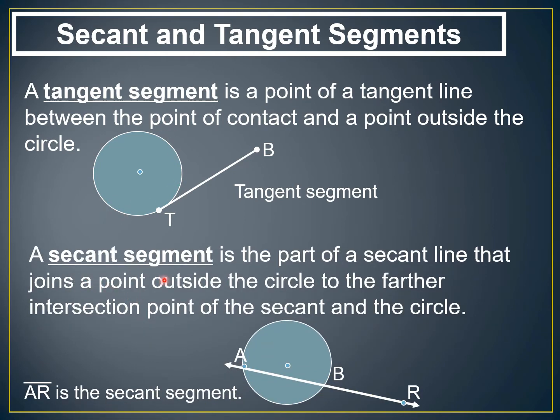Another is a secant segment. It is a part of a secant line that joins a point outside the circle to the further intersection point of the secant and the circle. So here in this figure, yung line segment AR natin is what we call the secant segment. Part lang siya ng ating secant line na AR.